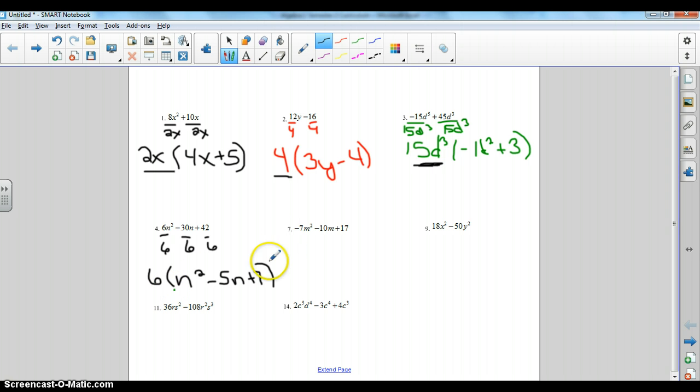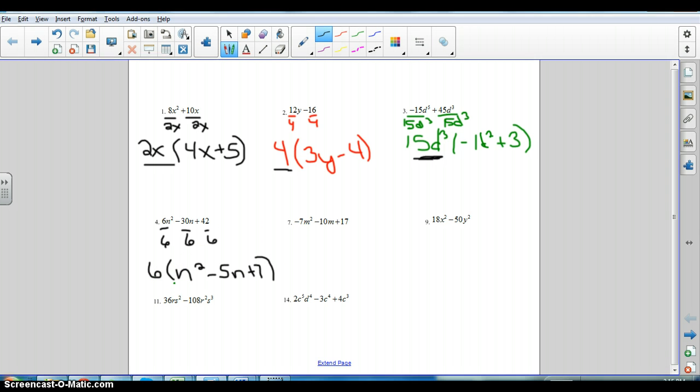Let's do another example. Okay, with number 7 here, I have negative 7, negative 10, and 17. Well, 7 and 17 are prime. There's nothing I can divide out of either of them other than 1. So I can't divide anything out number-wise. Now looking at my m's, I have 2 m's here, 1 m here, and none here. There's nothing I can divide out. So on one like this, we're just going to call it prime. The whole thing is prime. There's nothing we can factor out. And then just move on.